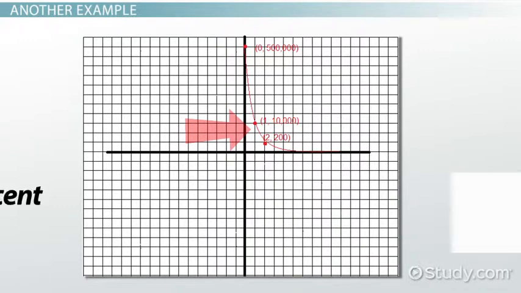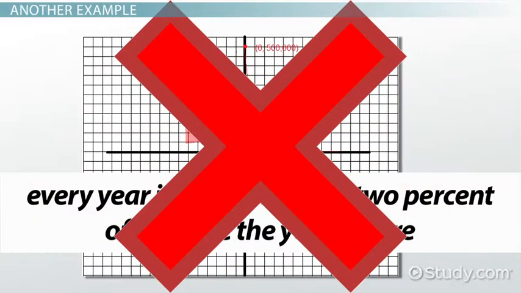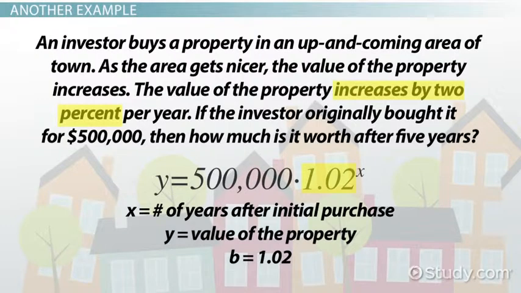This gives us a function showing how much the property would be worth if every year it were valued at 2% of its value the year before. But we don't want 2% of its value the year before. We want 2% more than its value the year before. To get that, we'd have to multiply by 1.02. Y equals 500,000 times 1.02 to the power of x.